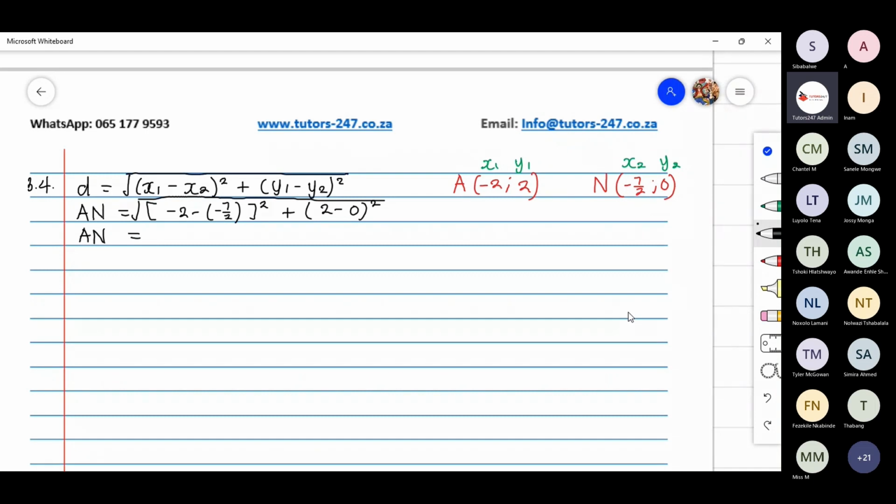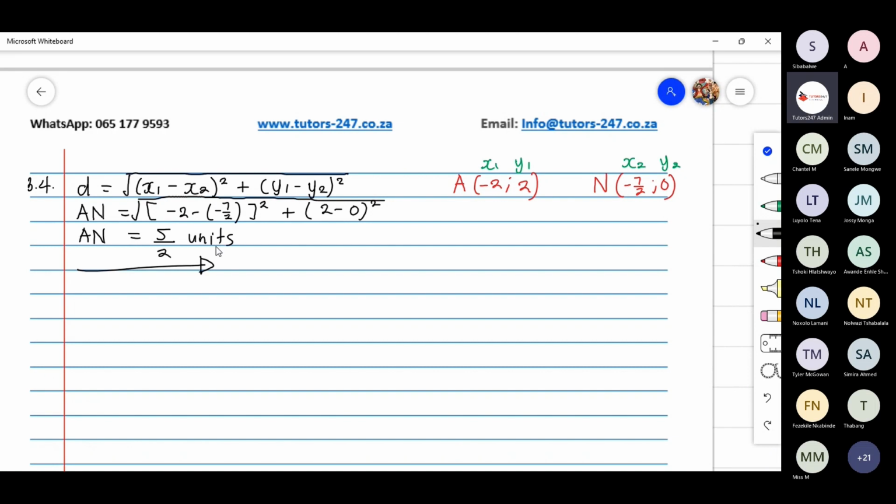We do not need to calculate each individual component. That's just a waste of time. What you can do is put the entire right-hand side onto your calculator and it'll give you 5 over 2, or you can have 2.5, whichever you want. Now, because distance is not a ratio, you can put units.